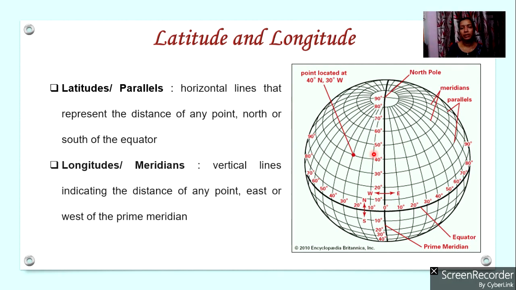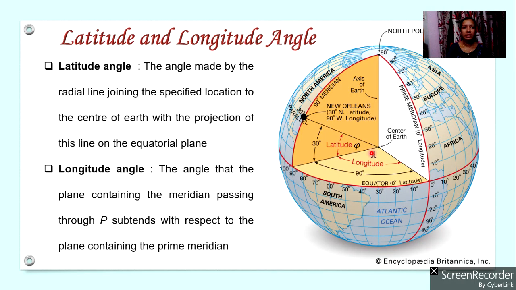Similarly, longitude denotes whether a point lies on the eastern hemisphere or western hemisphere and the angular distance of that point from the prime meridian. So now let us see the latitude and longitude angles.